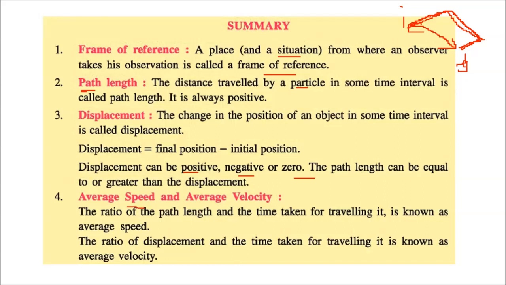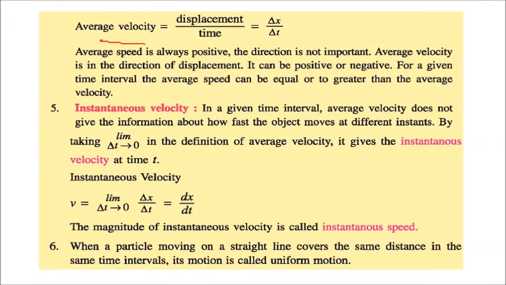Average velocity and average speed. The ratio of path length to the time taken for traveling it is known as average speed. The ratio of displacement and time taken to travel is known as average velocity. The average velocity is given by delta x by delta t, which is displacement by time. Average speed is always positive, the direction is not important, it's a scalar quantity. Average velocity is in the direction of displacement, so it can be positive or it can be negative. And for a given time interval, the average speed can be equal to or greater than the average velocity.